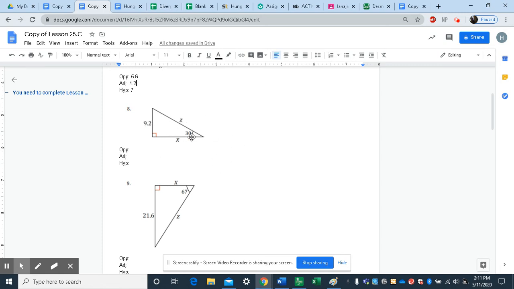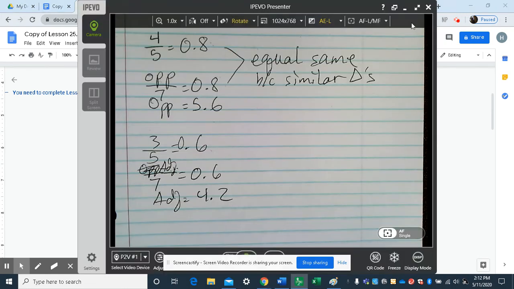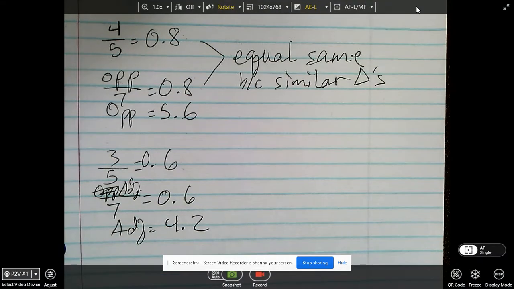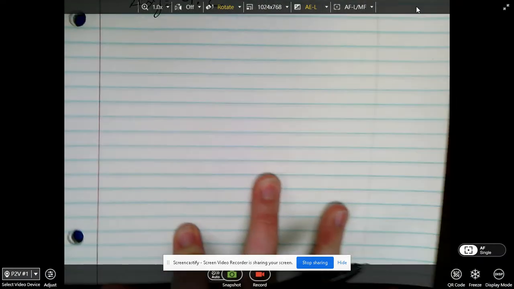Okay, so we're going to look. In this case, we are given the side that is opposite of the marked angle. So that means 9.2 is our opposite. Okay, 9.2 is our opposite. So now when we come over to our working space, just going to shift this down.